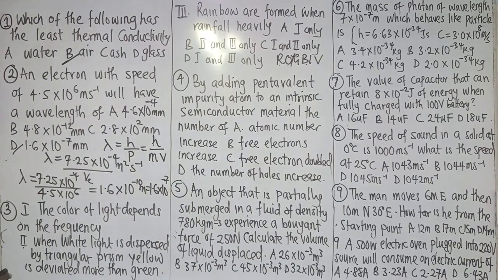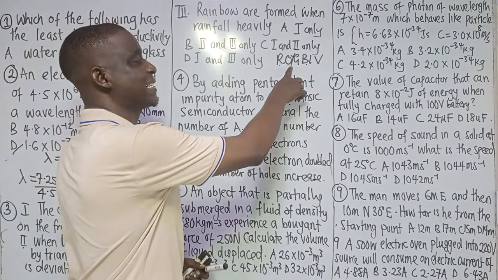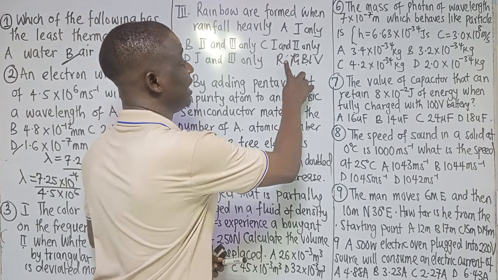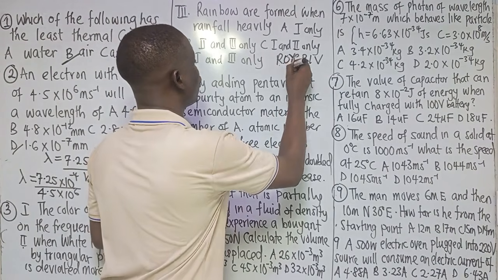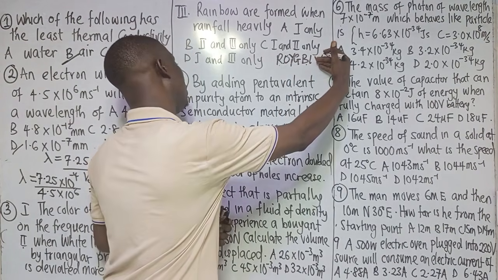Then let's look at Roman figure 2. The color of light depends on frequency, correct? When white light is dispersed by a triangular prism, yellow deviates lesser than green. Look at yellow. Yellow comes before green. So the deviation is what?